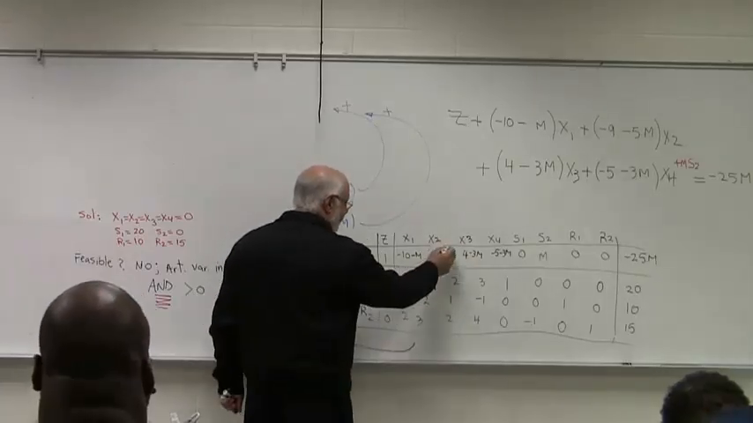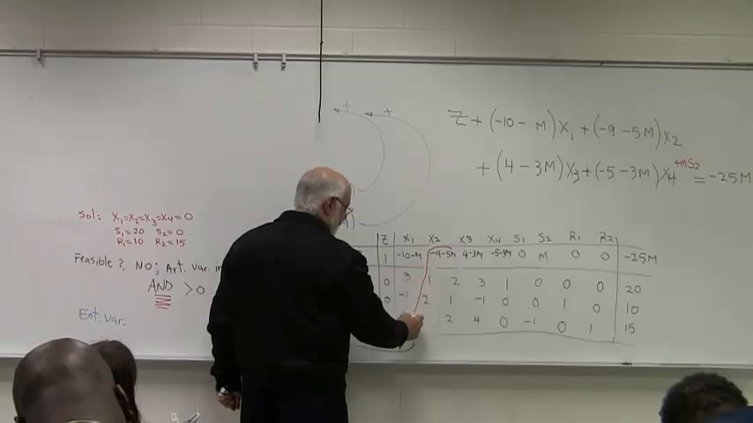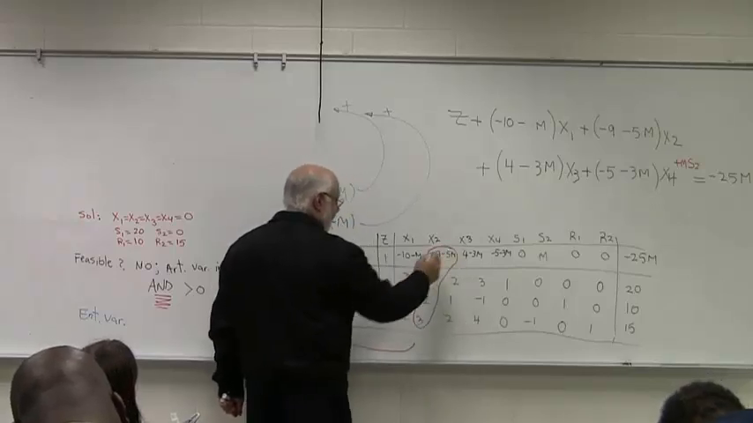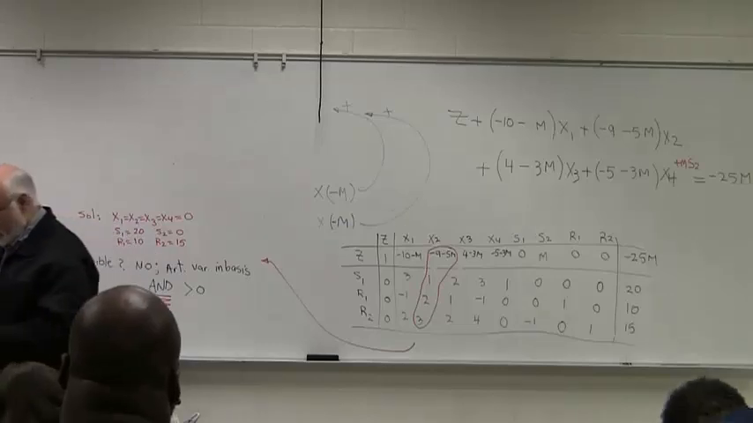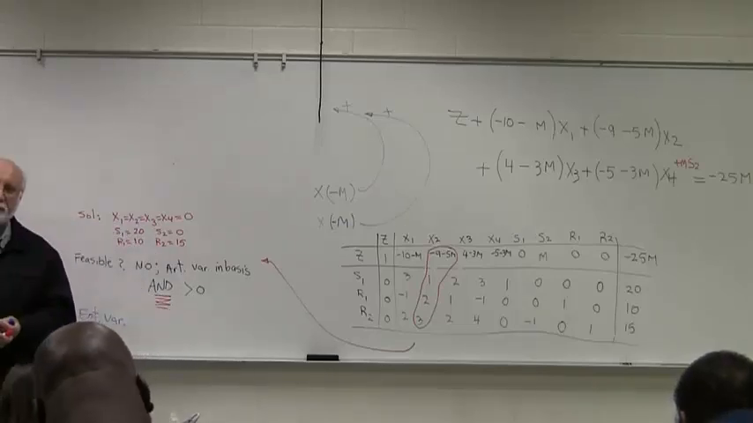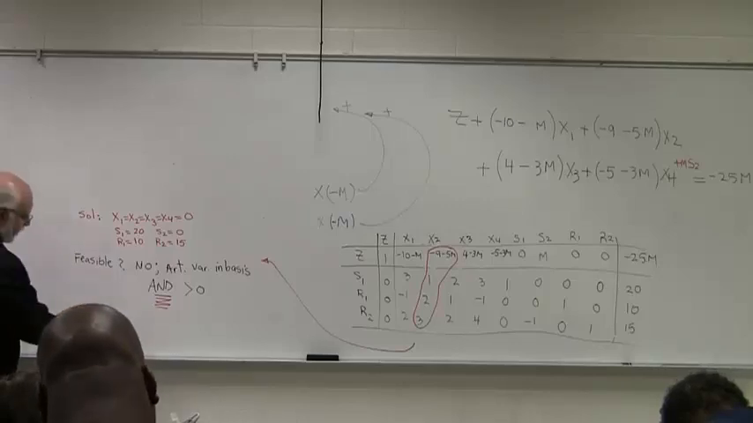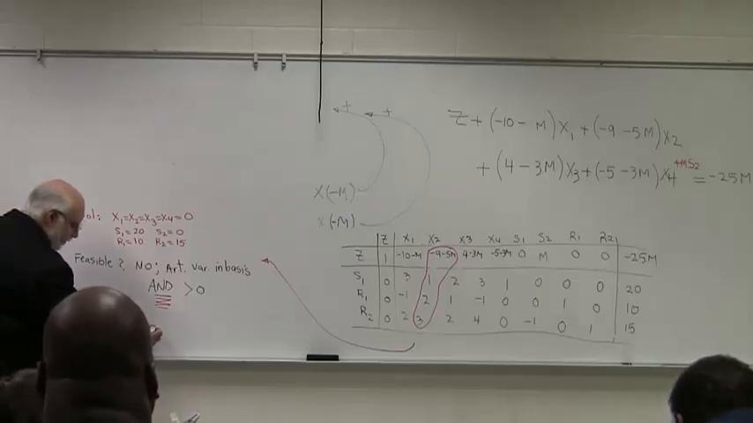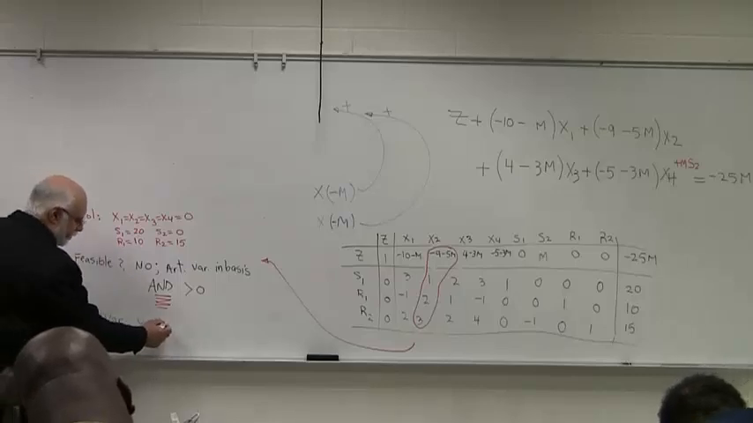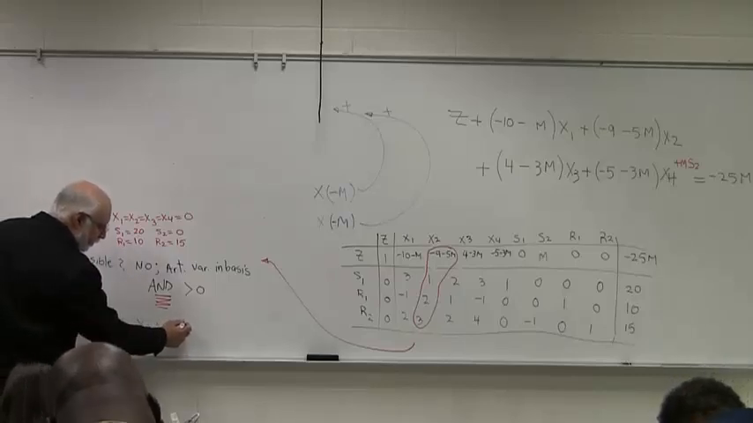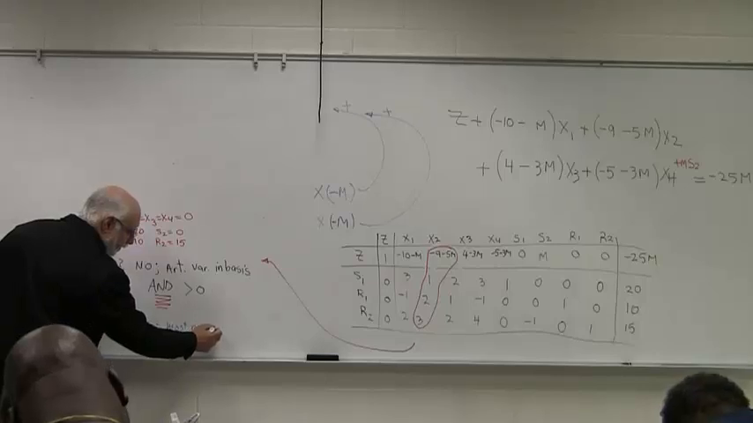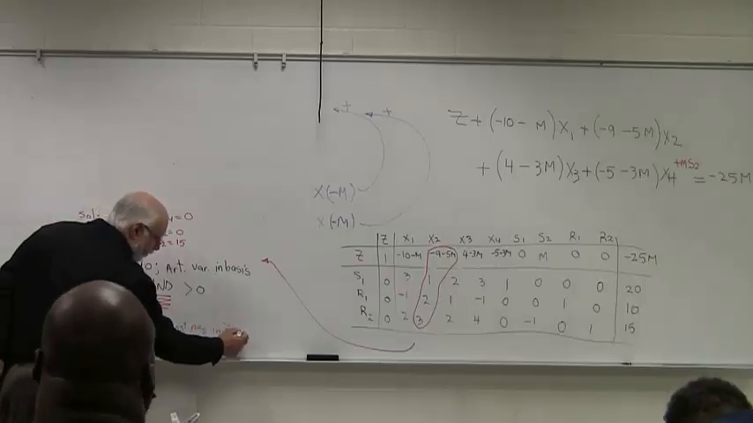If you don't write them underneath each other, that's what is going to happen. That's my entering variable. Okay, entering variable x2. The reason? Most negative in zero.